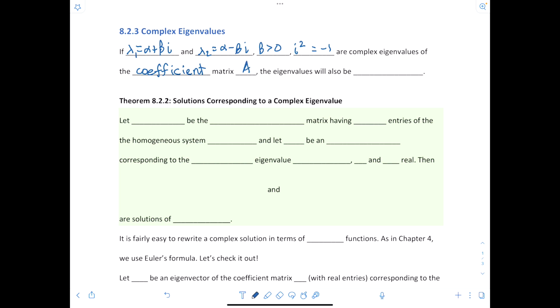The eigenvalues will also be complex, of course, but there's a way that we can make them real, and we did this back in chapter 4. So here's our first theorem, 8.2.2 of this subsection. Let A be the coefficient matrix having real entries of the homogeneous system capital X prime is equal to capital A times capital X.